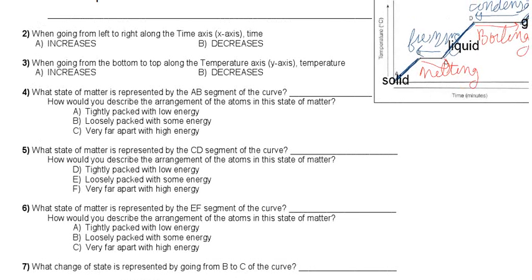So number 2, as we read from left to right along the x-axis, what happens with time? Well, if we're looking at the x-axis, if we read it from left over here to right, time is increasing. If we read the graph from the bottom to the top, we can see that the temperature also is increasing. So number 4, what state of matter is represented with line segment AB? Well, we already marked it up. AB is a solid.